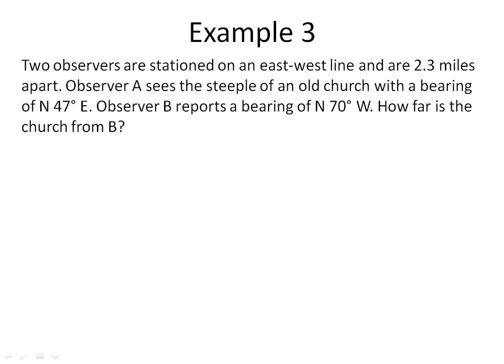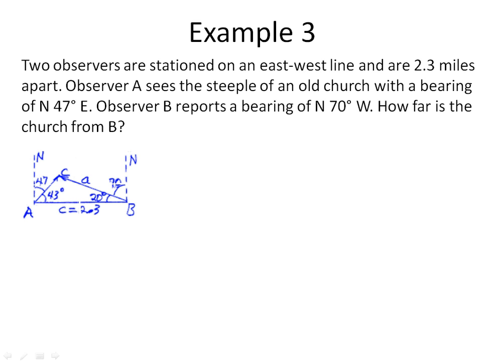Example 3, we have two observers that are stationed on an east-west line and are 2.3 miles apart. Observer A sees the steeple of an old church with a bearing of north 47 degrees east. Okay, observer B reports a bearing of north 70 degrees west. How far is the church from B? Okay, so they want to know how far observer B is from the church.